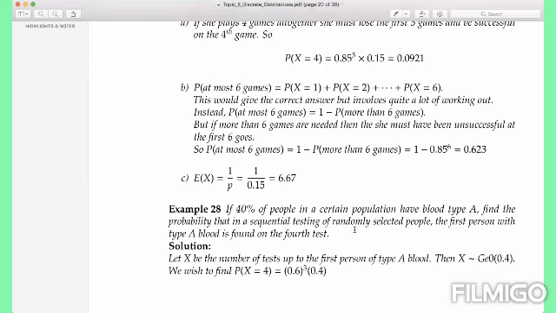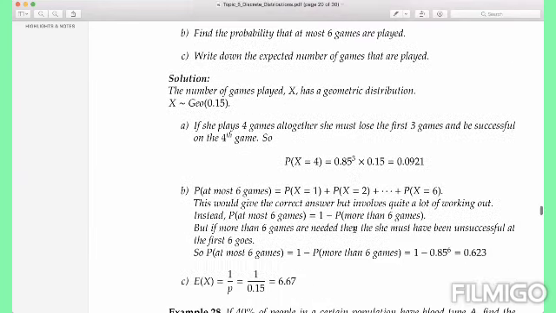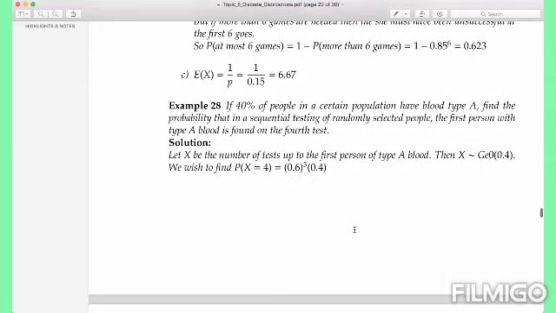I think I can do an example here. I can do an example and then the others you can go through them.